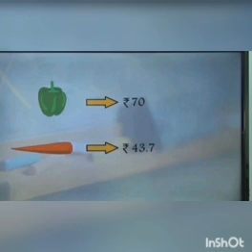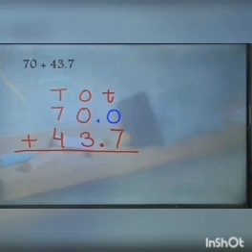She needs to pay the sum of these two amounts. That is, she needs to pay 70 plus 43.7. So now we have to add 70 plus 43.7. These are decimal numbers. How can we add these?